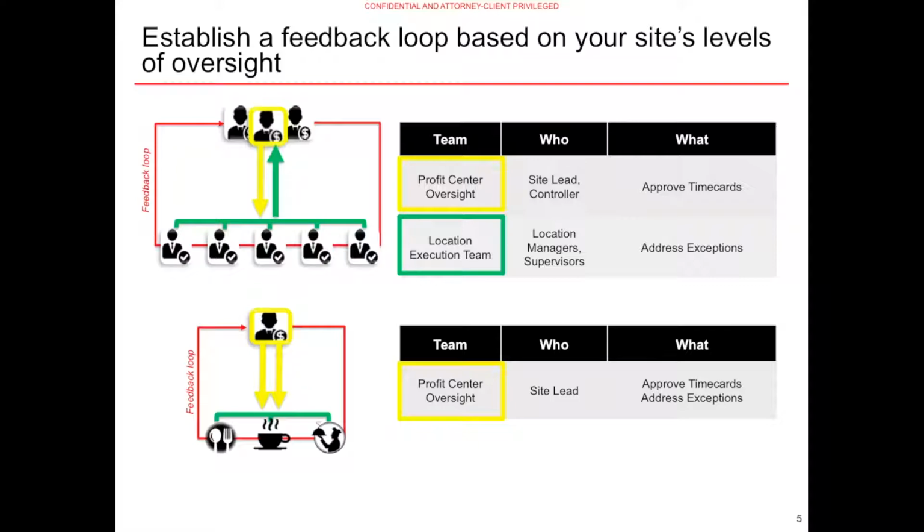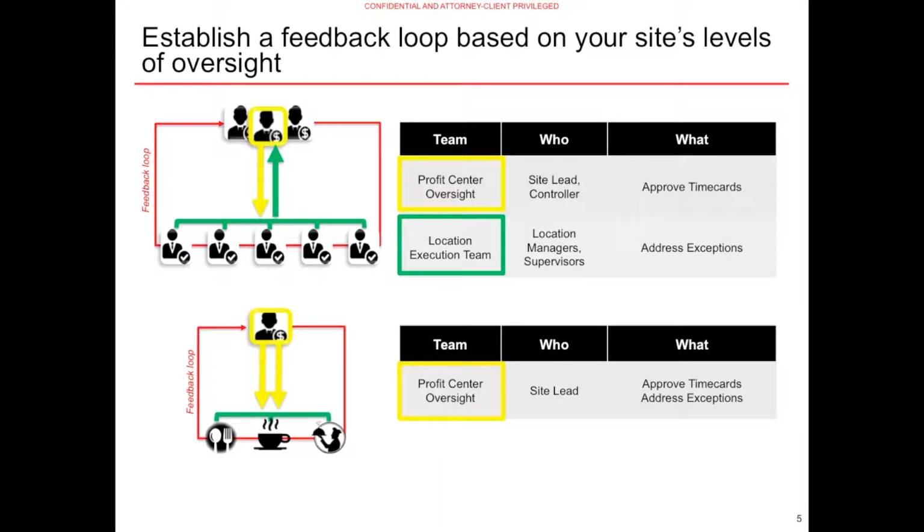Depending on the levels of oversight at your site, executional responsibilities may be held by one or multiple people. In profit centers with multiple locations and levels of oversight, the profit center oversight team, for example, the site leader or controller, may be responsible for approving timecards only, whereas the location execution team, for example, location managers or supervisors, may be responsible for creating schedules and addressing exceptions.